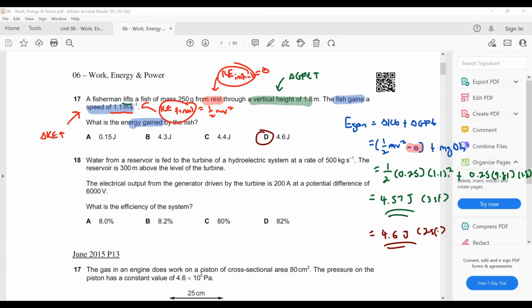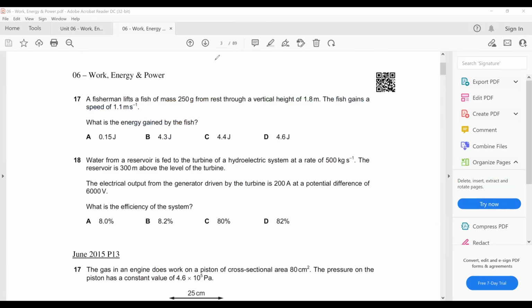Water from a reservoir is fed to the turbine of a hydroelectric system at a rate of 500 kg per second. The reservoir is 300 meters above the level of the turbine. The electrical output from the generator is driven by a turbine at 200 amps at a potential difference of 6,000 volts. What is the efficiency of the system? Okay, let me just clear off the drawing.